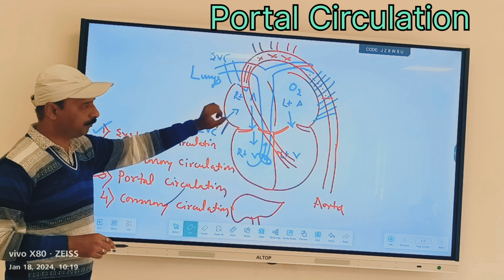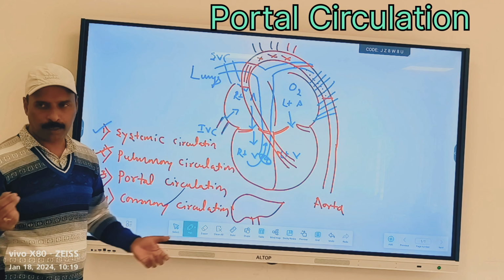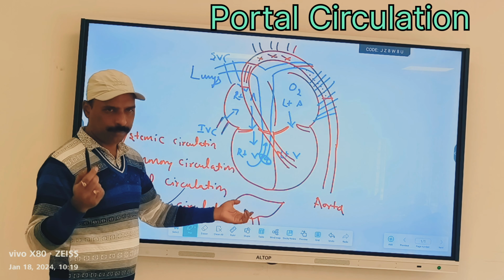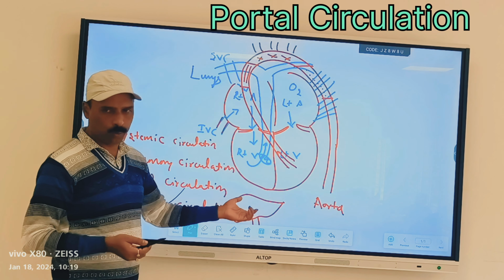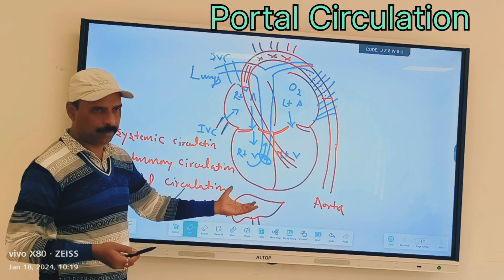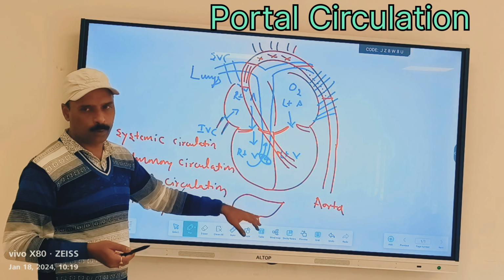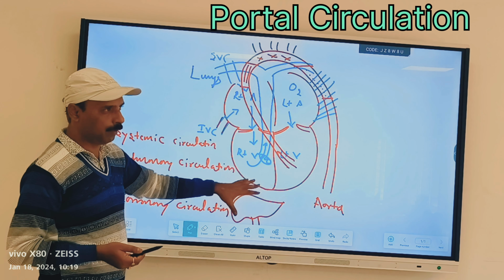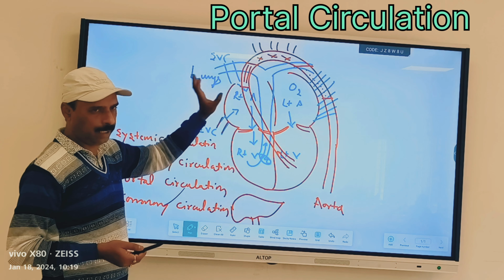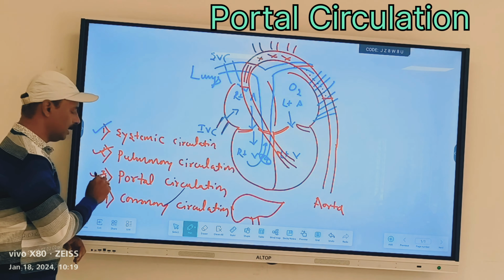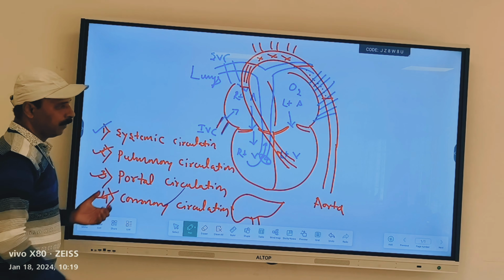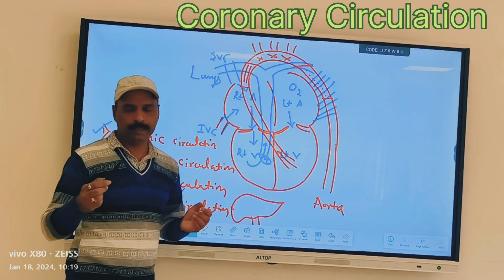So what is the portal circulation? Blood from the abdomen and lower limb, the maximum blood, crosses the liver with the portal vein, and this portal vein transmits the blood to the inferior vena cava, which goes to the right atrium. That is what we call the portal circulation.